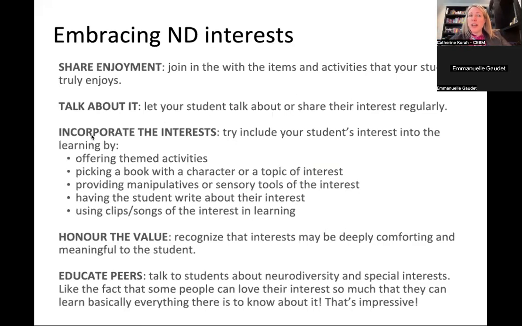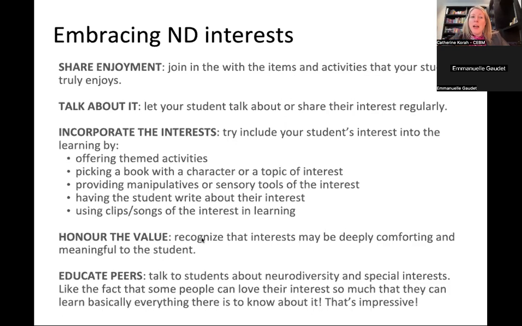Being able, for example, to incorporate their interest into academics. And so that could help with motivation and getting them to stay engaged and receptive to the activity. So offering a themed activity where the theme is a theme of their interest. Picking a book where it's their favorite character or their favorite topic. Providing manipulatives or sensory tools that actually are of their favorite character or their favorite theme. Having the student write about, if they have a writing activity they need to do, maybe use their interest in the writing activity. Using clips and songs, for example, of their interest in their learning. So there's so many ways that we can use that to the benefit.